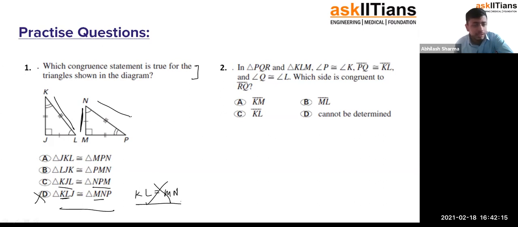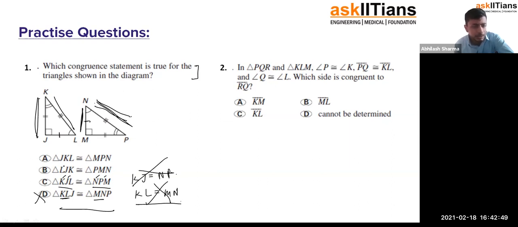So KJL and NPM is also false because let's say I want to take corresponding side KJ here, then it must be equal to NP if they are congruent. But KJ and NP are obviously not equal. This is the hypotenuse, this is this side, and here it is given that this is a single line, this is a single line. It means JL and NM are equal. They are not equal. So KJ and NP are not equal. So this is also crossed.